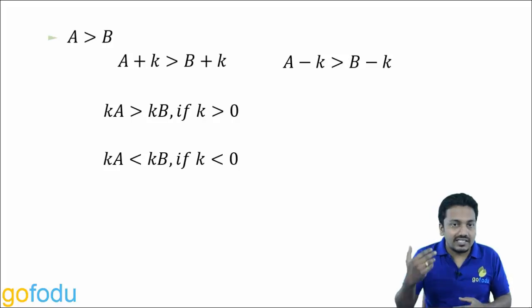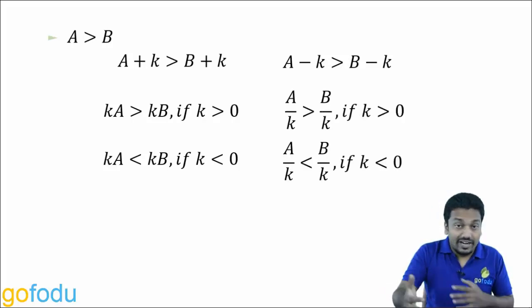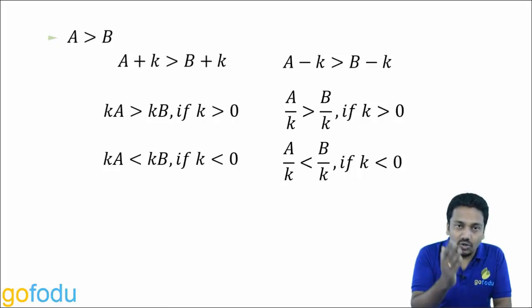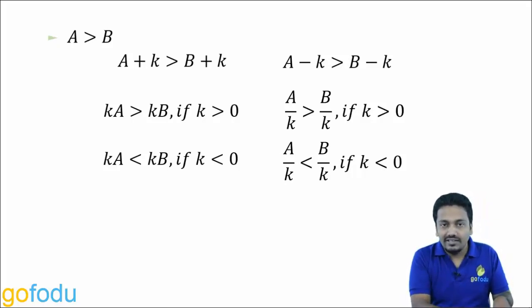That means we can write the same rule for dividing an inequality on both sides by a number k. Just remember, when sign of k is not known, we cannot multiply or divide an inequality by k, because then we won't be able to decide for the sign of the inequality.